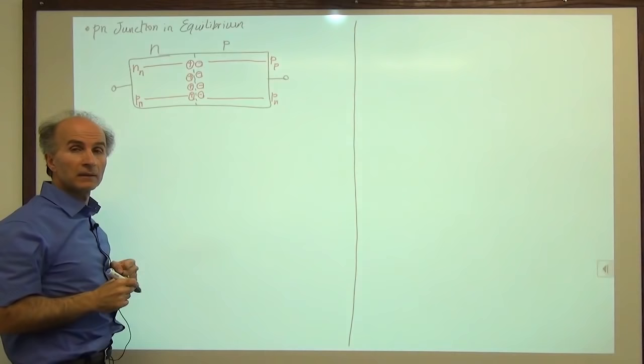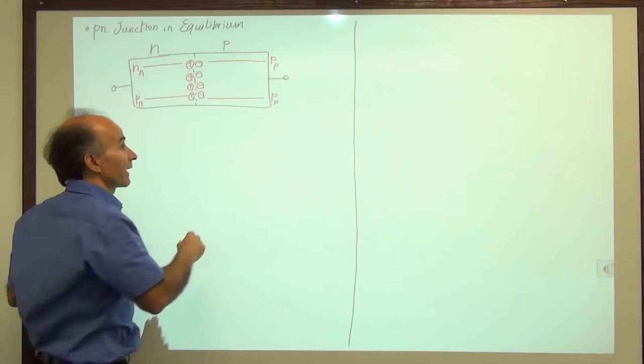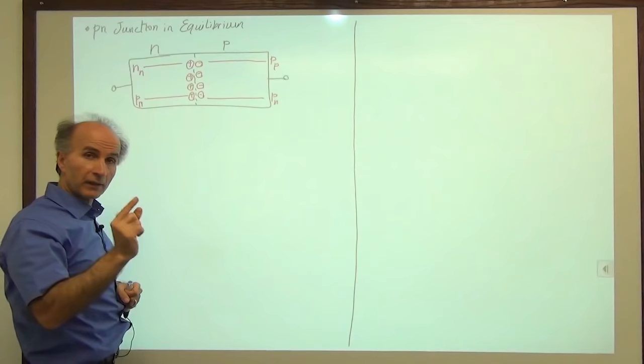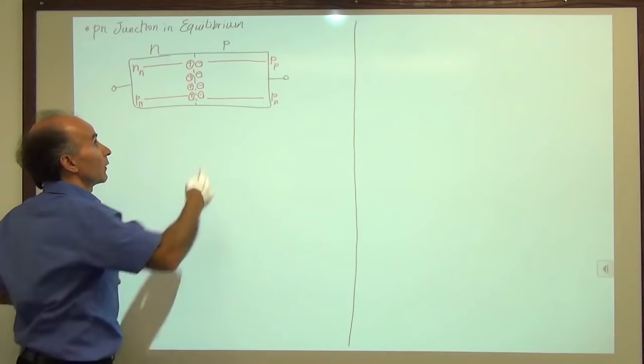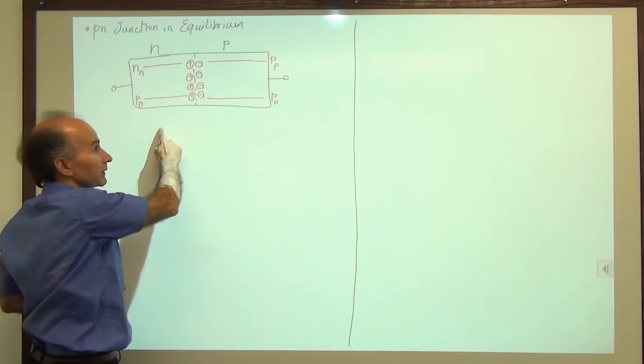So this continues for a while. We have a current consisting of electrons going from here to here. We have a current consisting of holes going from here to here. So if holes go from here to here, the conventional current also goes from right to left. Okay, so we have a current going this way.